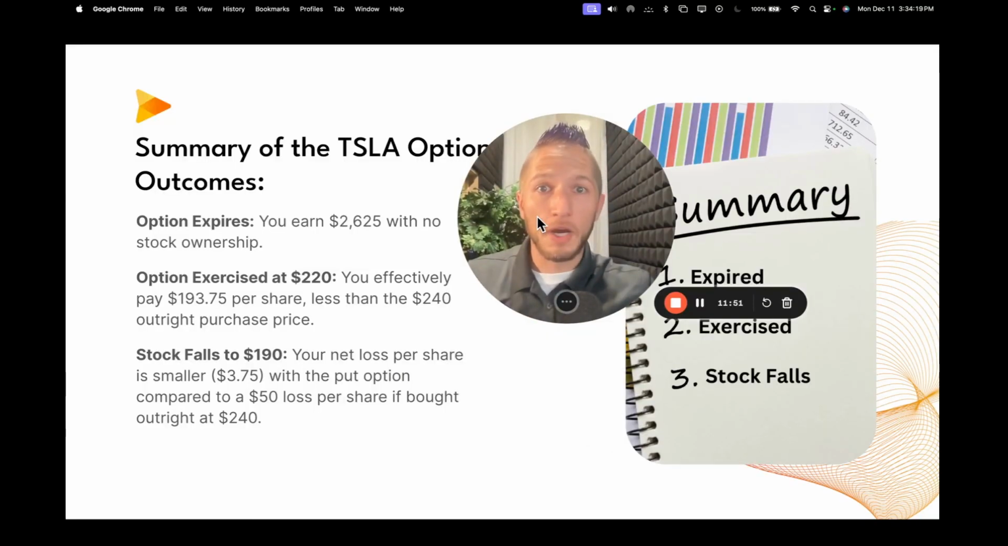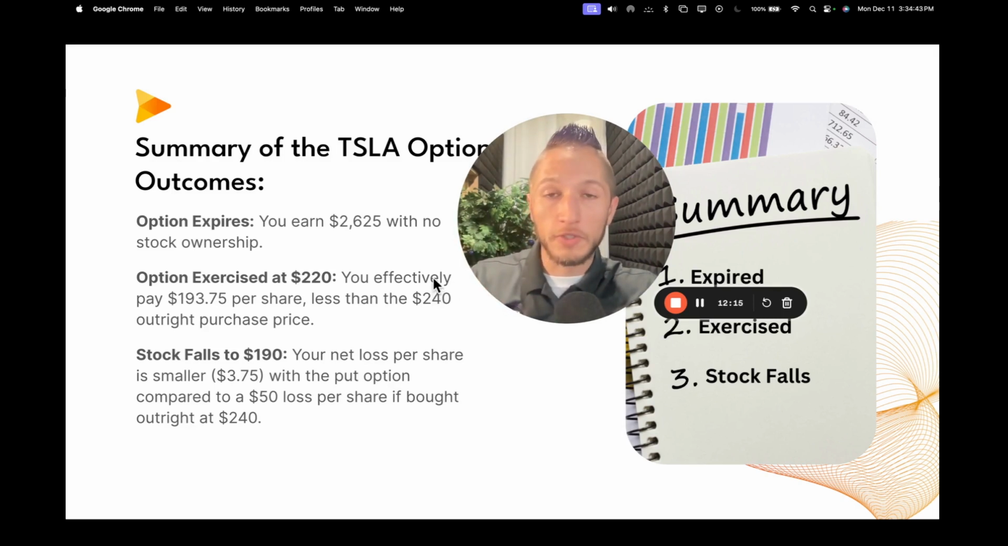So a recap of that real world example would be option 1 or scenario 1, the options contract expires worthless, meaning you made $2,625 from not buying that position of stock that you really wanted to. Option or scenario number 2, the option is exercised at $220 per share because that's what the contract was written for, the individual gave you $2,625 for the opportunity to sell those back to you at a fixed price in the future, hence $220.